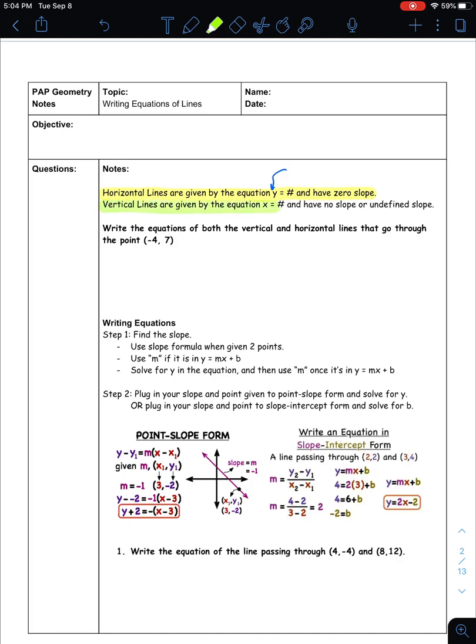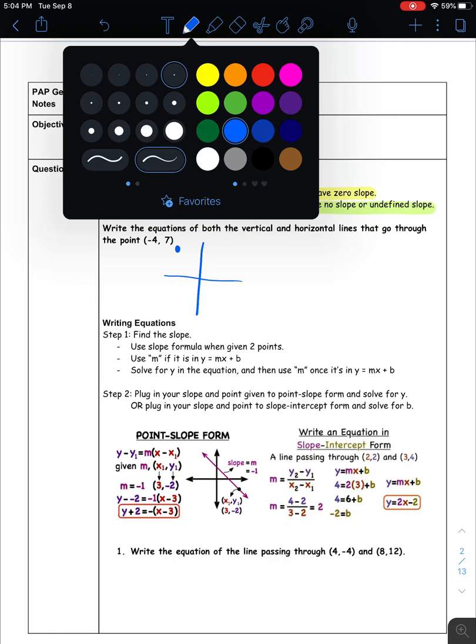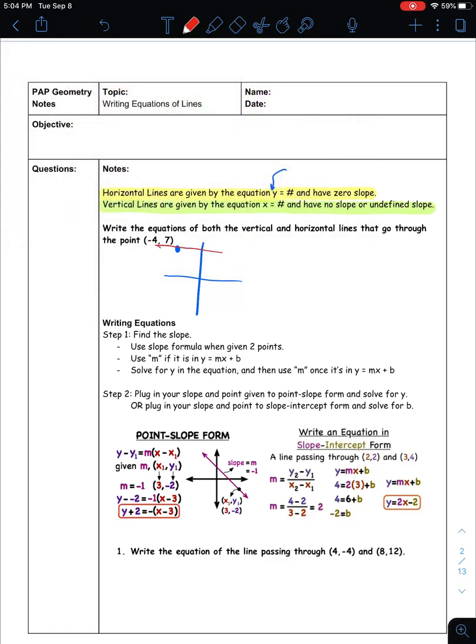Vertical lines are given by the equation x equals a number, because they cross through the x-axis, and they have undefined slope. So write the equations of both the vertical and horizontal lines that go through the point (-4, 7). If you can imagine, we've got this point right here, and what we want is this line right here and this line right here.